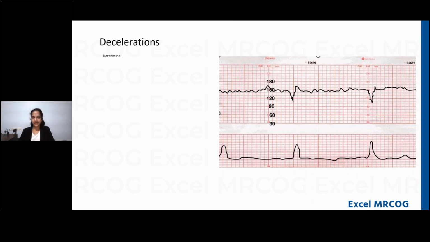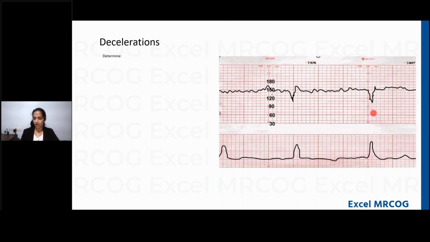Yes, you're right. It is variable deceleration. As you can see here, in this first deceleration, it is not an exact mirror image of the contraction. This deceleration peaks on the second line, while this deceleration is dipping down before the contraction. It is not an exact mirror image, and there is shouldering as well. Again, here, it is coming a little after or maybe with the contraction.